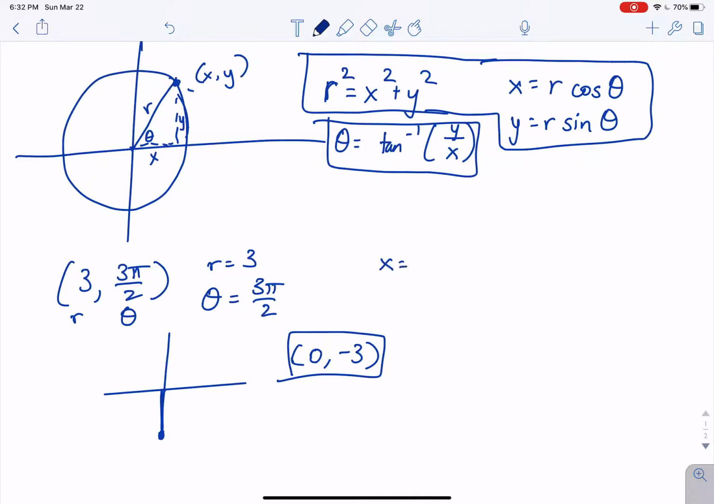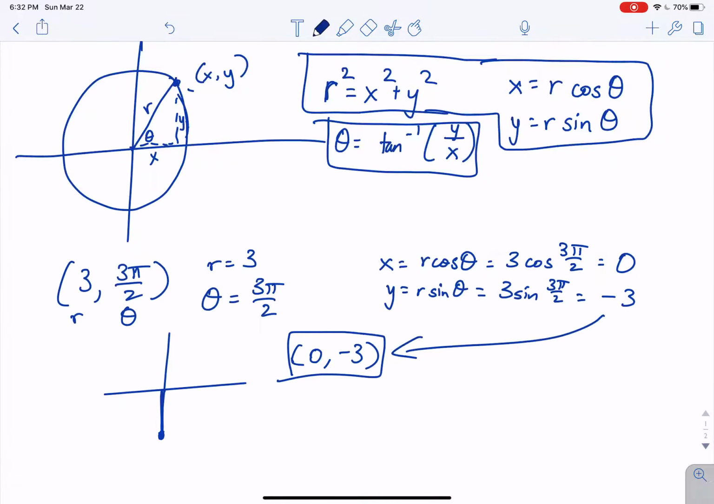I know x is r cosine theta, so that's 3 cosine of 3 pi over 2, which is 0. Y is r sine theta, which is 3 sine 3 pi over 2, which is 3 times -1. I get -3. And that gives me my point.